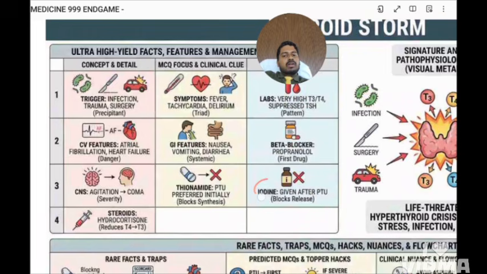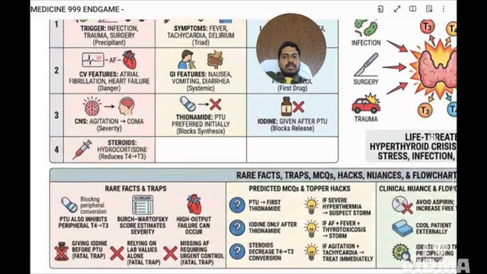Okay, because the use of iodine, it will decrease uptake. Okay, that is iodine, Lugol's iodine. It will decrease uptake of iodine, but for that we should first actually decrease release of thyroid hormones. So that is done by PTU. PTU will decrease release of thyroid hormones, and then iodine will be given later. Next, steroids: hydrocortisone also is given because it will reduce peripheral conversion of thyroid hormones.